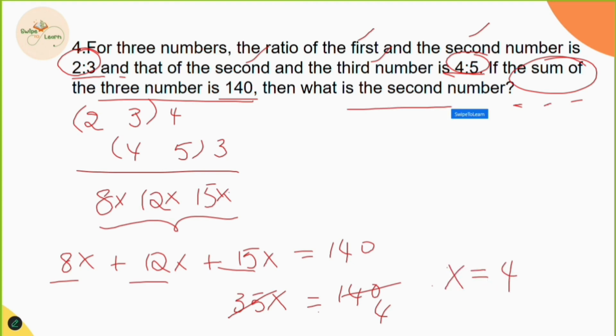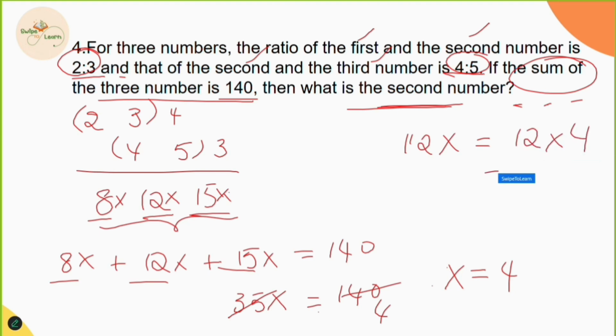What we need to find then, what is the second number? So this is the first number, this is the second number, and this is the third number. The second number is 12x, which means 12 into 4. 12 4s are 48. So 48 is the required second number.